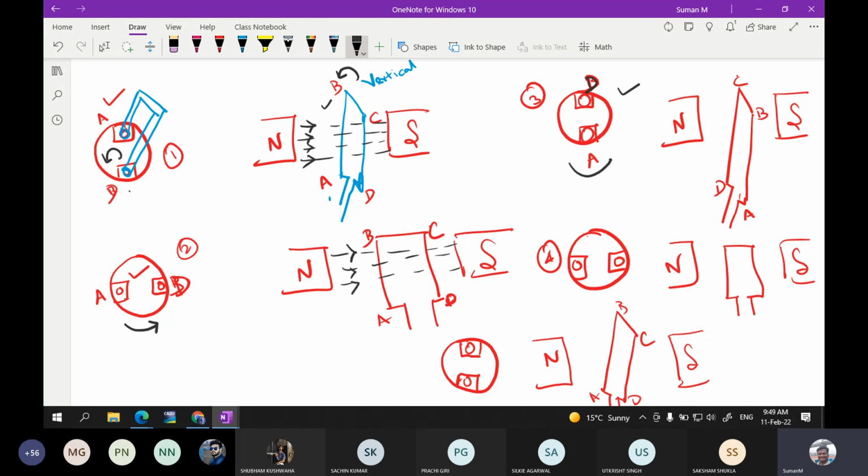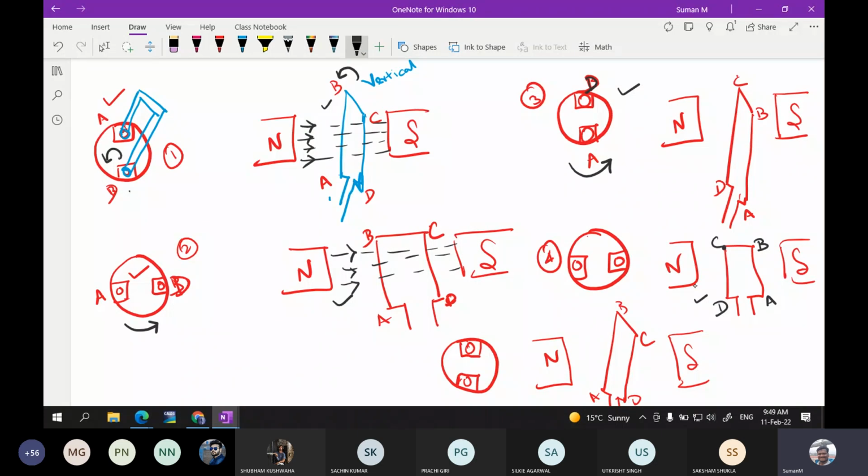Again, this rotor is going to rotate for another 90 degrees. Once it rotates for another 90 degrees, it will come to this position. Now your D will be here and C will be here. Here A will be here and B will be here. So this conductor AB is near to the North Pole at this part. Here you can see that the C and D conductors are coming near to the North Pole.